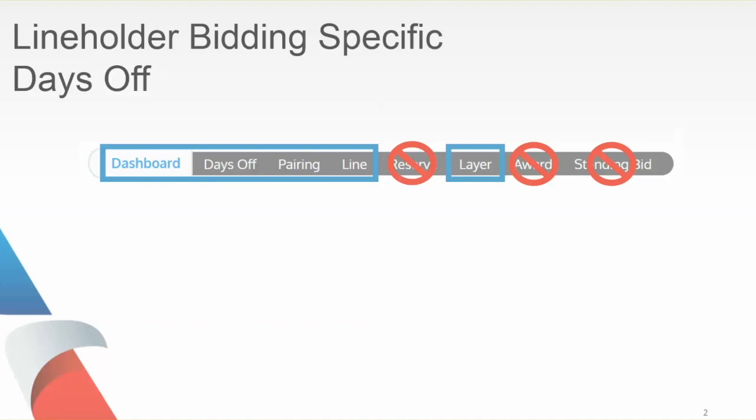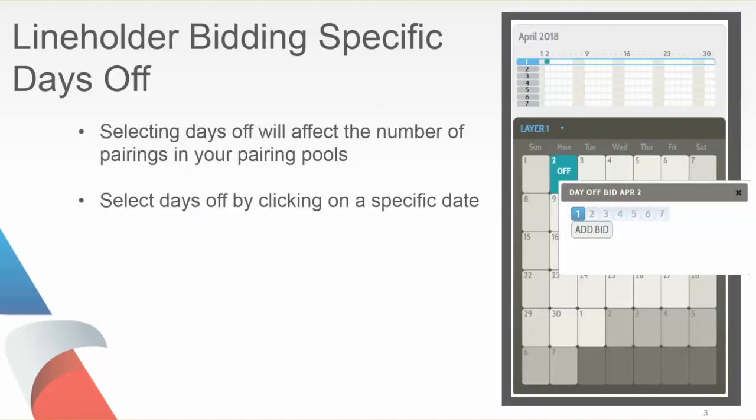When you bid to have a specific day off, you're telling PBS, I prefer not to work this day. To bid a specific day off, you simply click on the date on the monthly calendar. Click on the layer or layers you want to bid the days off in, and then add this bid.